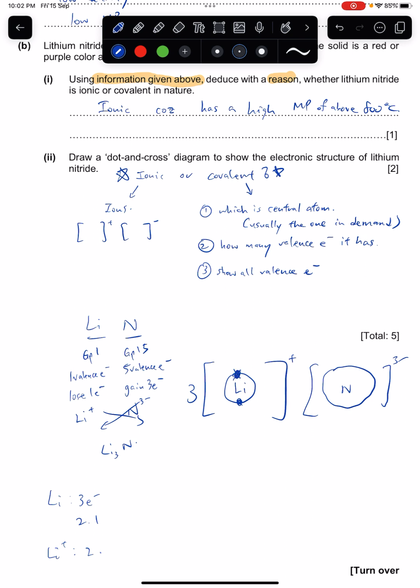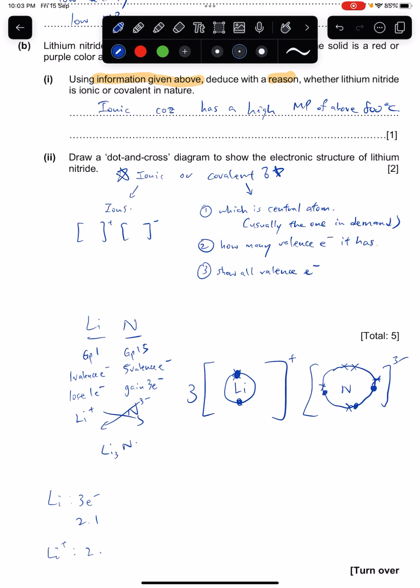N is 5, right? So give me the 5 first. 1, 2, 3, 4, 5. Then it will be filled up with the electron from the other side. It must be full. So is this the final answer?